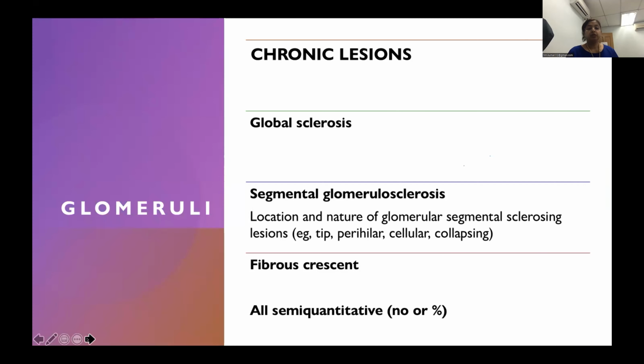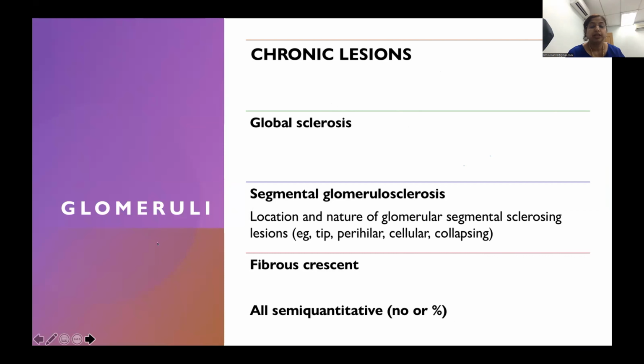Okay, so we have roughly looked at all the active lesions just now. Let us address some of the chronic lesions. So you have only three things, basically, very simple. Global sclerosis, you need to assess them, segmental glomerulosclerosis, and fibrous crescent. And all of this have to be in semi-quantitative form. Either you give in numbers or percentage, okay?